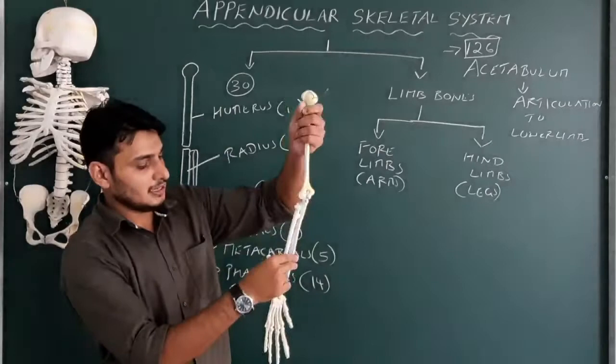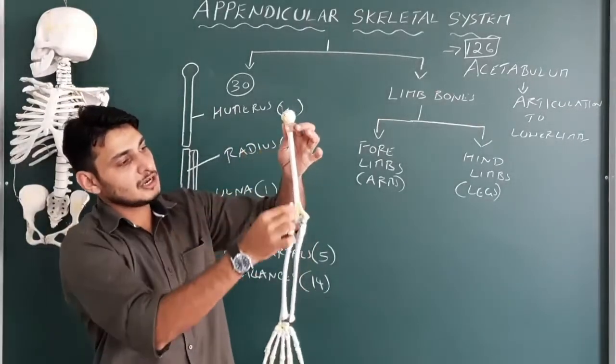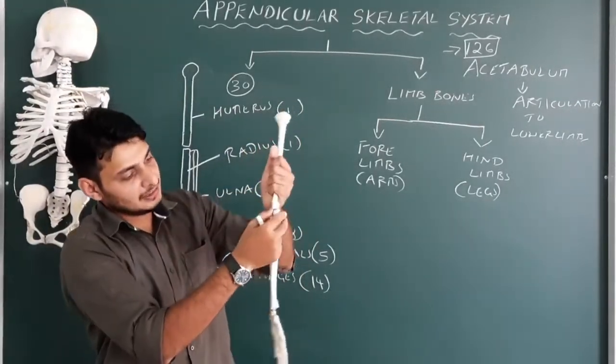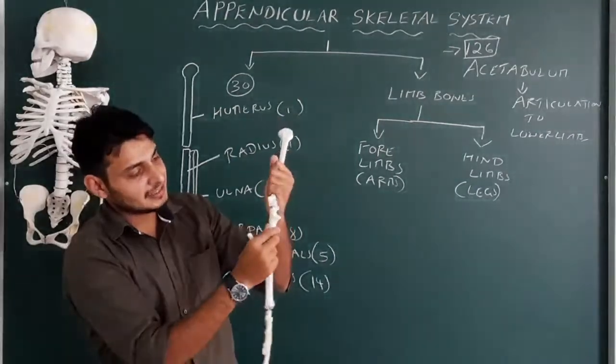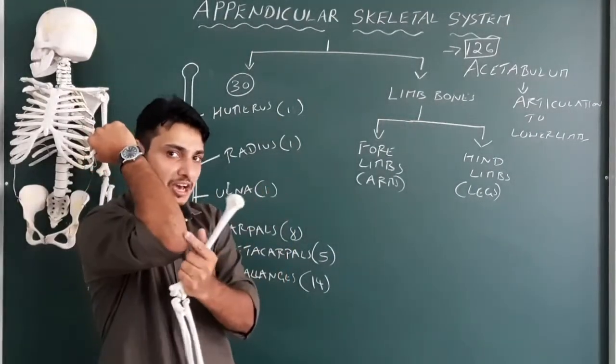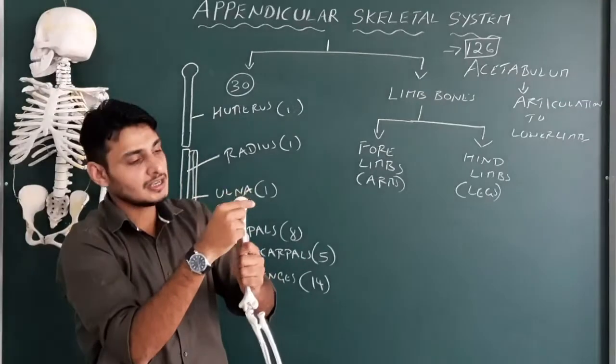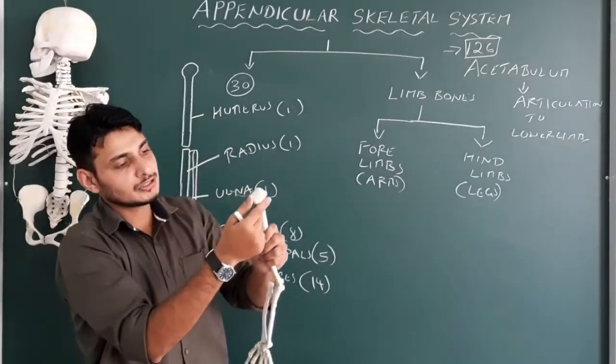So just by taking this model, it's very easy, and this is nothing but called the humerus, and this joint between the humerus and the radius is actually called the elbow joint. Okay, this one is actually called the ball and socket joint, because it looks like a ball.